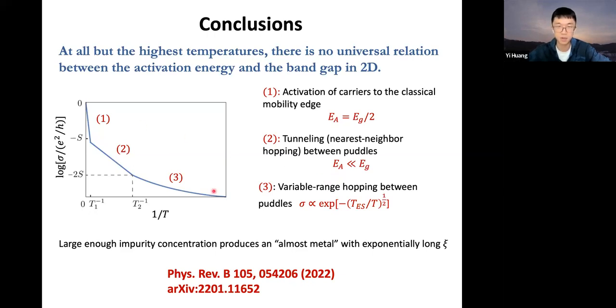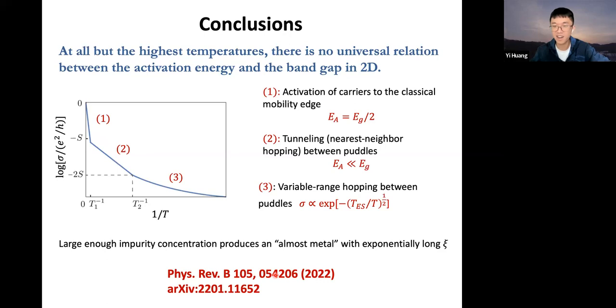Okay, and if you keep lowering the temperature further, you go to variable range hopping, and you have an even smaller apparent activation energy. Okay, so if you are interested in more details, you can go to these two papers.